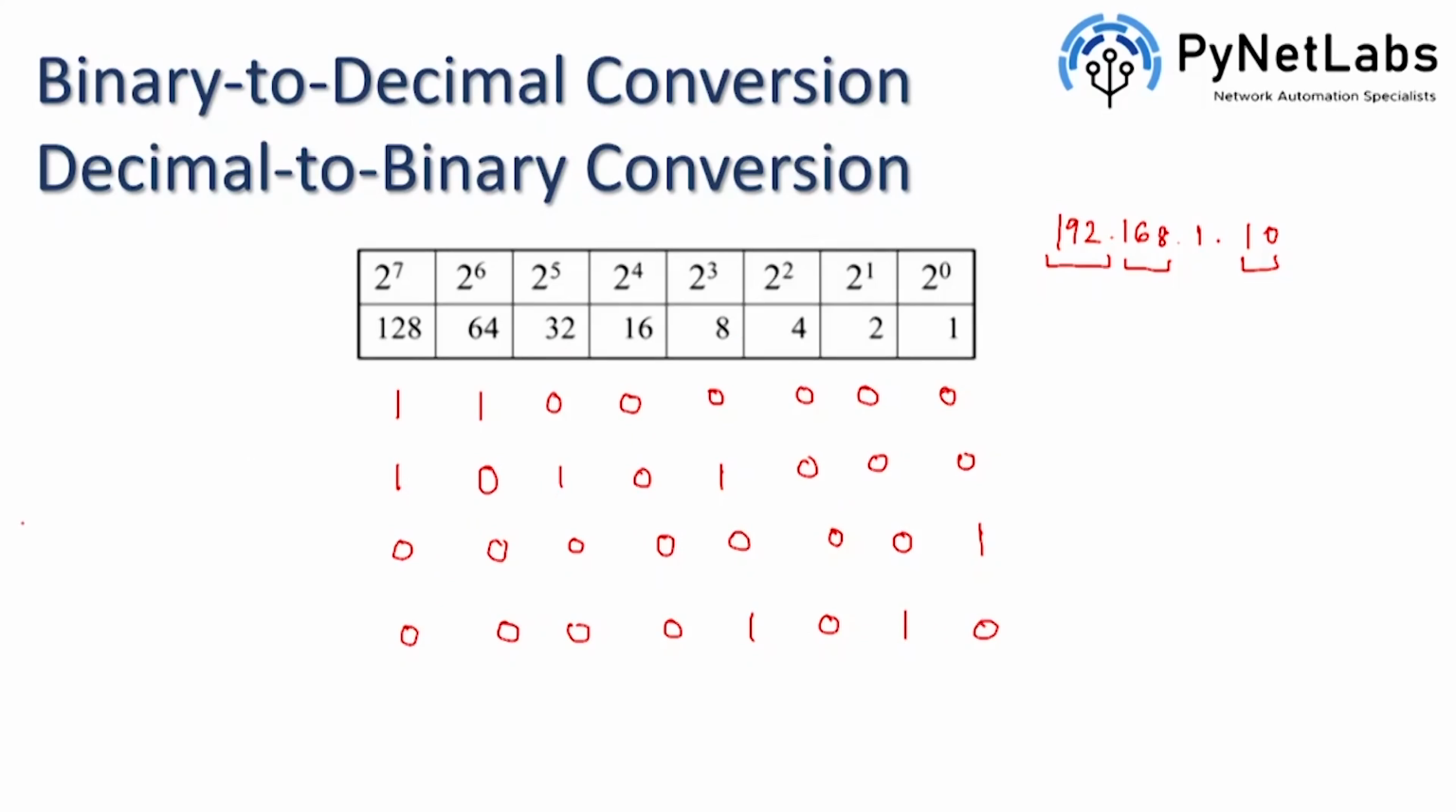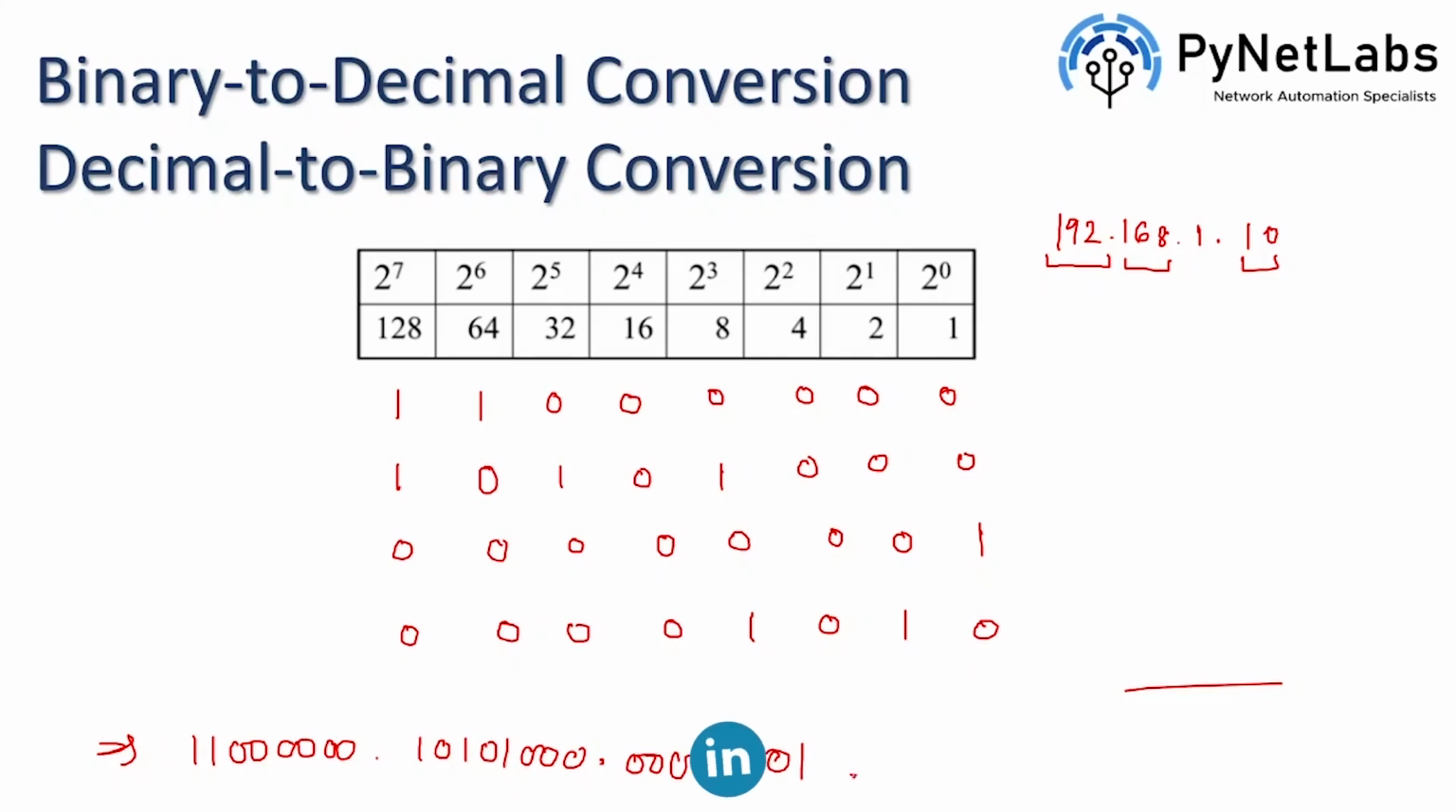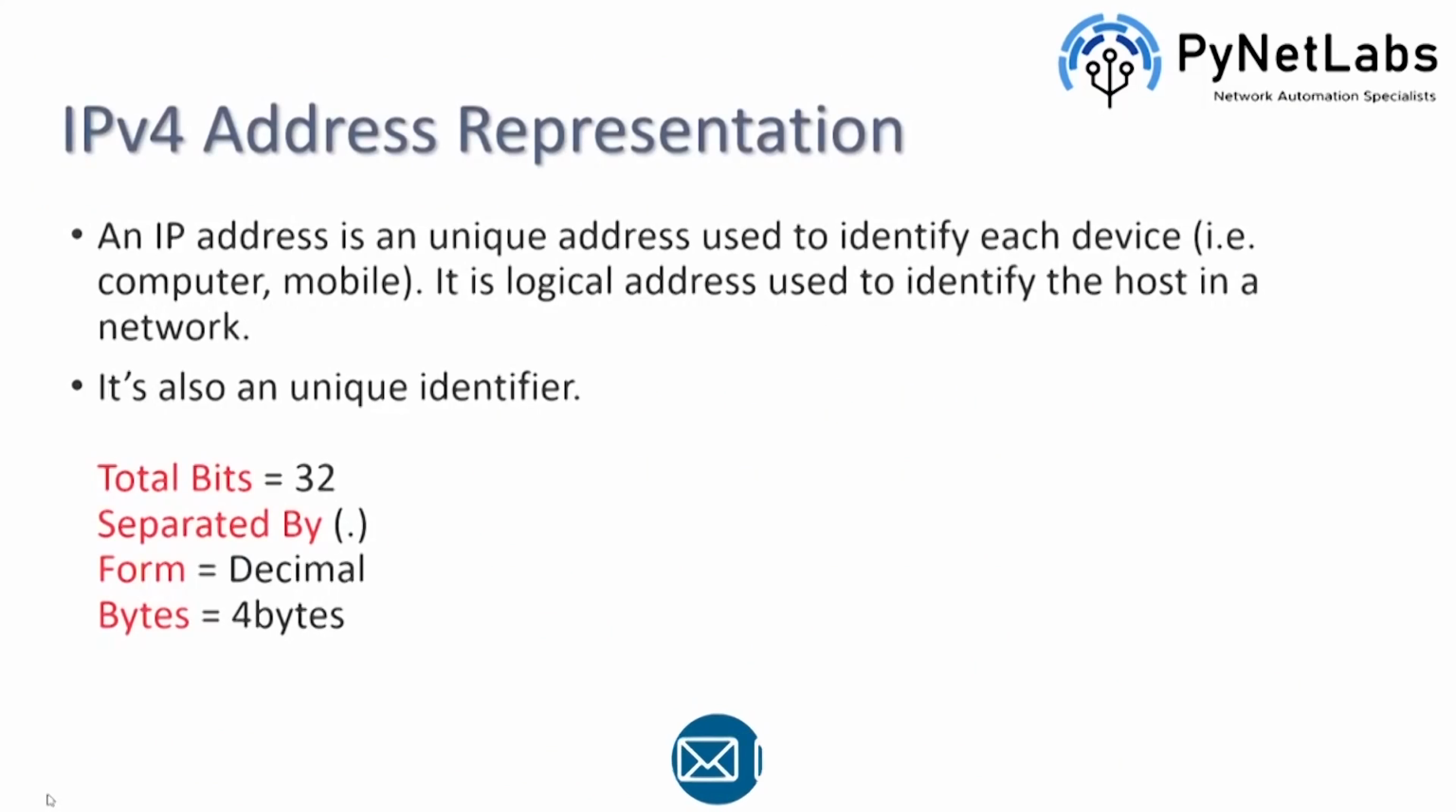Now we can simply say that the binary conversion of the IP 192.168.1.10 would be 11000000.10101000.00000001.00001010. There you go. This is your binary conversion of your IP address 192.168.1.10. Just like that, you can convert any IP address into the binary form. You can also try doing this, and you can discover this formula.